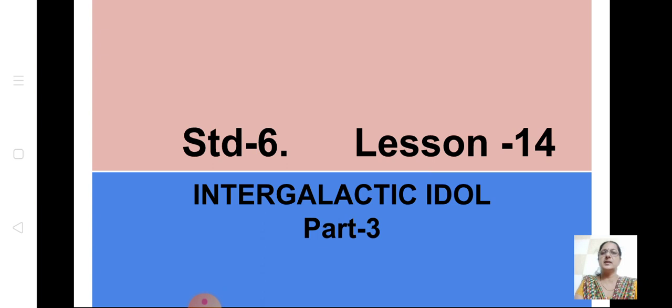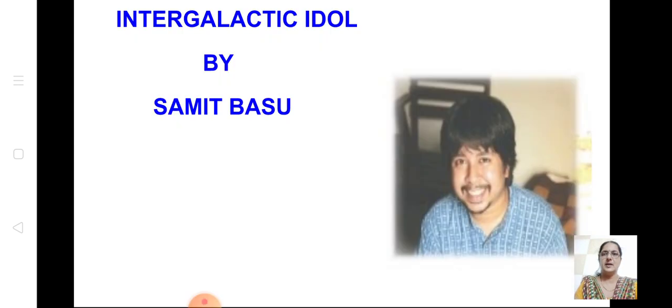Today we are going to see the third part of the lesson Intergalactic Idol. We have started with lesson number 14 and we have finished two parts of it. Hope you understood the lesson till now. Now let us continue. Before that, let us see the name of the author. Yes, Samit Basu is the author. Now we will see the lesson. We will revise the lesson.